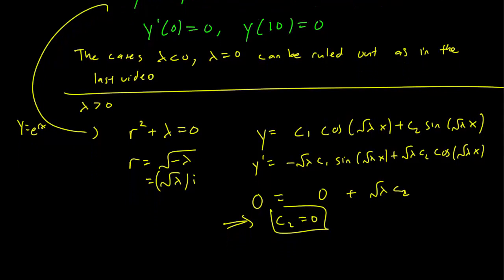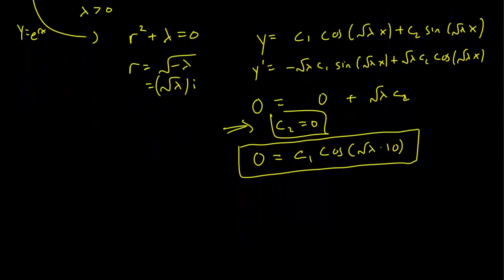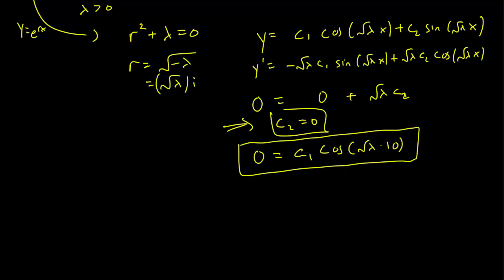From our second endpoint condition, we get that 0 is equal to c1 cosine of root lambda times 10, and the other part doesn't matter since c2 is equal to 0. So we have this equation, and we want to figure out whether we have one solution or infinitely many solutions. It's going to be important whether cosine is 0, because if cosine is 0, then c1 can be any value, so we have infinitely many solutions. But if cosine is not 0, then c1 can only be 0.